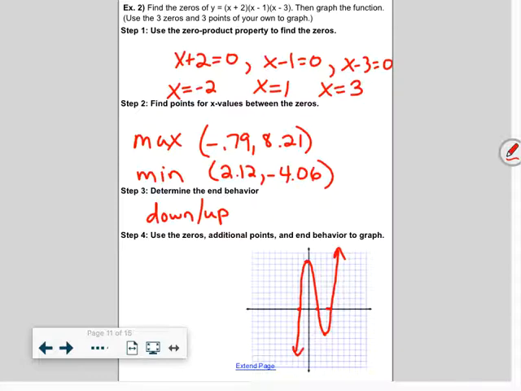Now, even though I didn't ask you here, let's do it anyway because it's going to be on the quiz and on the review and on next period's homework.